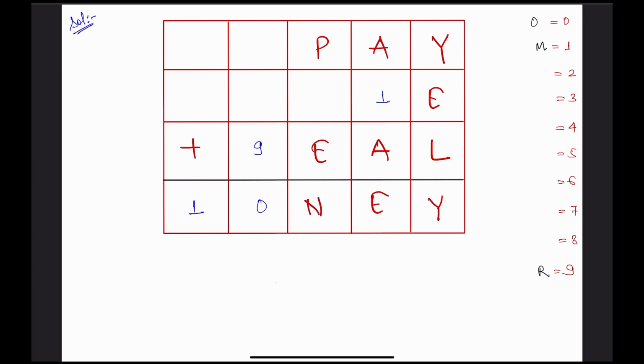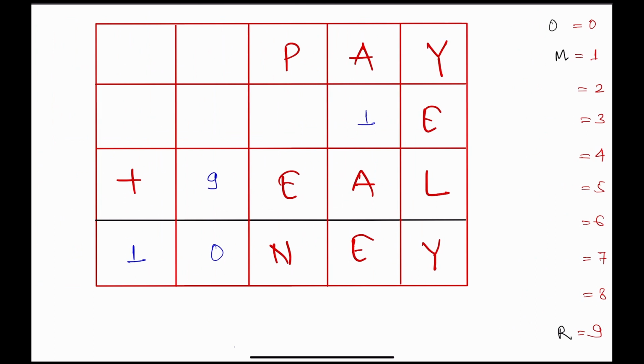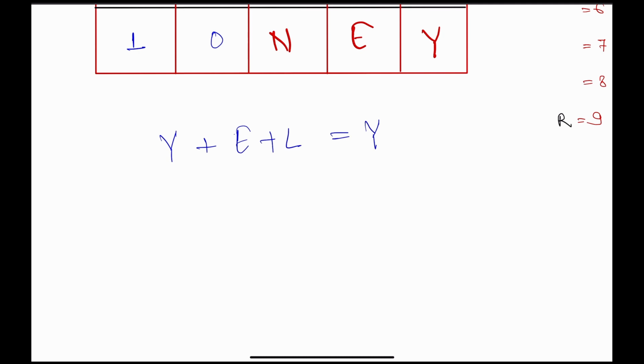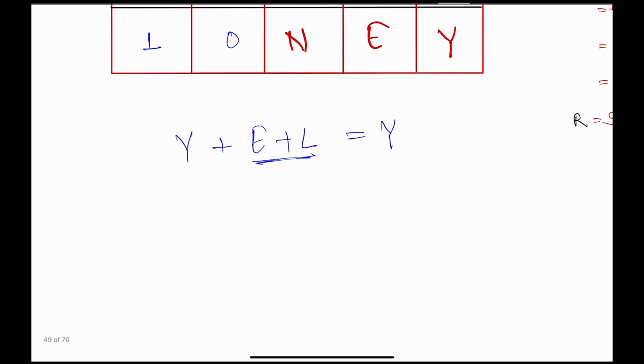So now in front of me there are P, E, N, A, E. One thing I notice from the last digit, that is Y plus E plus L equal to Y. So when can it be possible? It can only be possible when these two numbers are 0. E and L equal to 0, but according to the question these are all distinct, so this is also not possible.